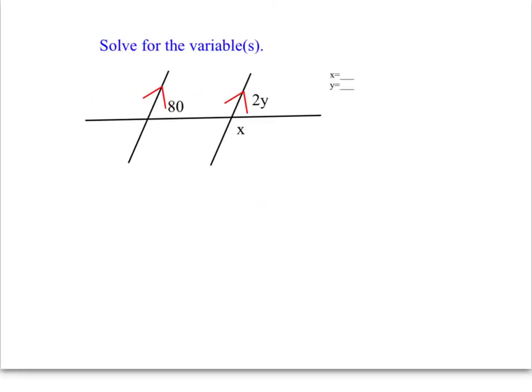So finally, let's apply this to a problem. Here we see another example of 2 parallel lines cut by a transversal, and let's see how we might solve them. There's a lot of ways to go here, but the first thing I notice is that this 80-degree angle right here and this angle that's labeled 2y are corresponding angles. And since the lines are parallel, the corresponding angles are congruent. So if this one is 80, then this one must be 80. So we can say that 2y must be equal to 80, and we've got a simple equation to solve: divide by 2, and y is 40.